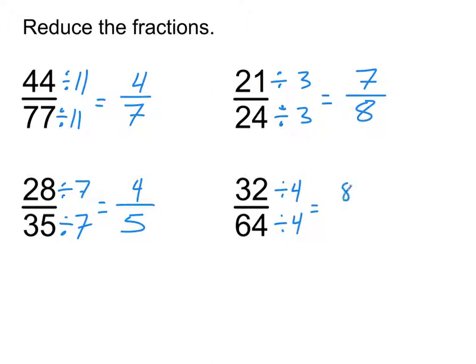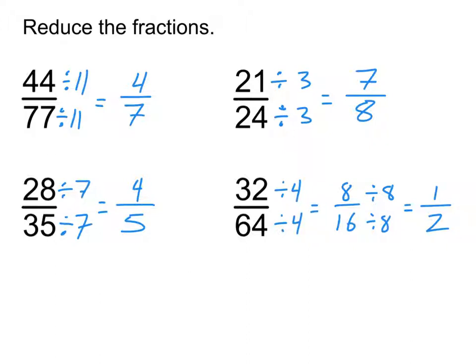32 divided by 4 is 8. 64 divided by 4 ends up being 16. I look at my answer there and I'm like, wait, I can still divide both numbers by something. In fact, I can divide them both by 8. So then I'd do that. I'd say, okay, divide by 8 and divide by 8. And so you notice then we get our final answer, which is 1/2.